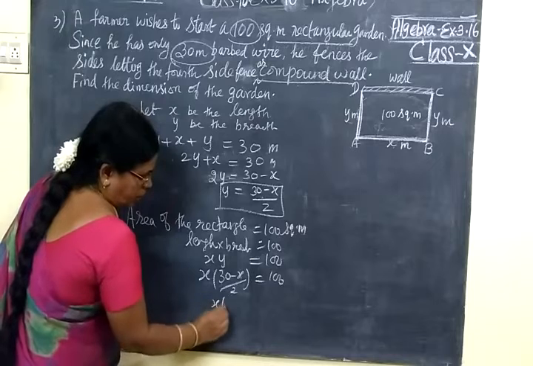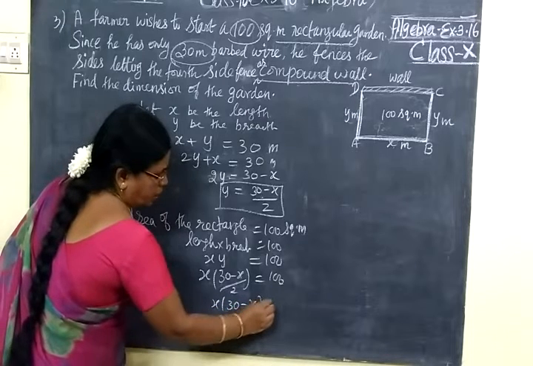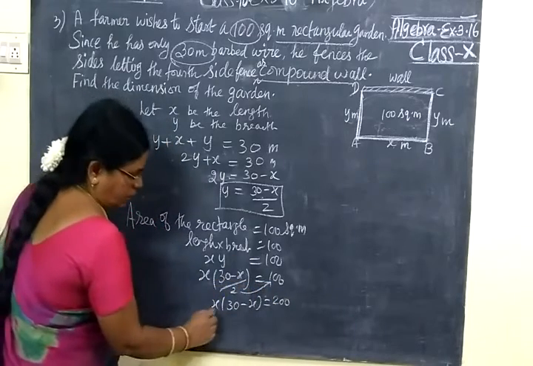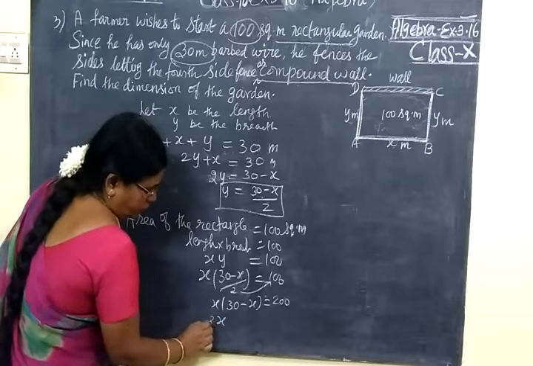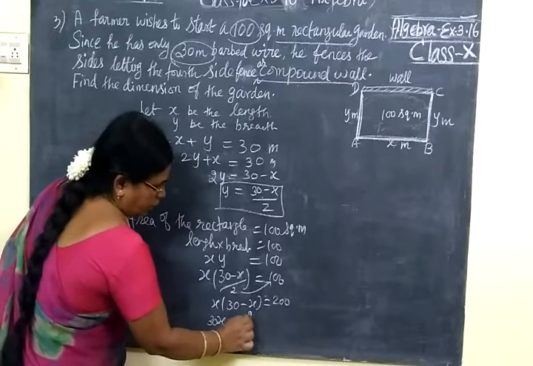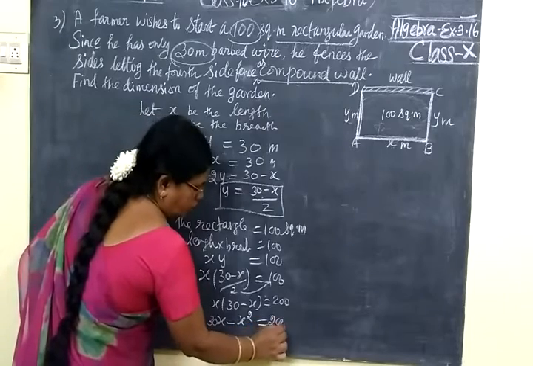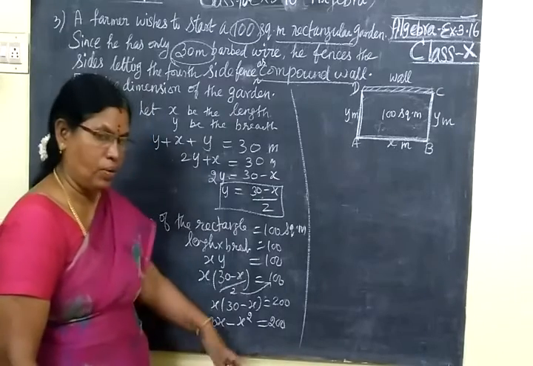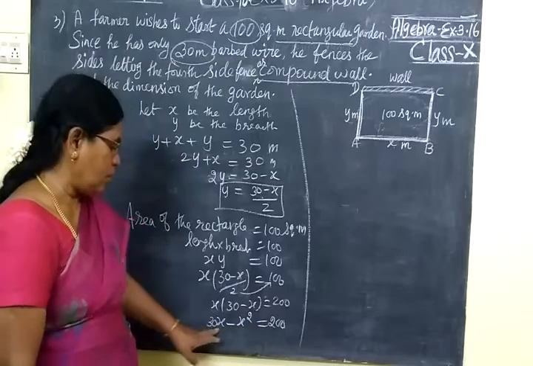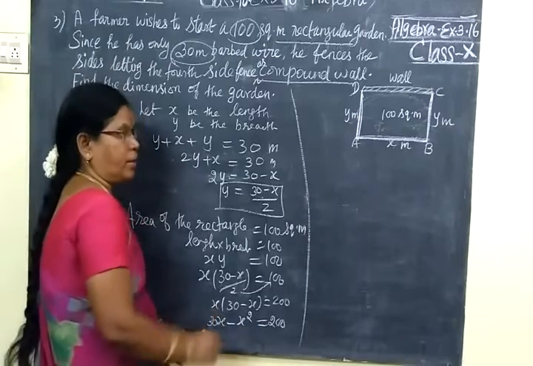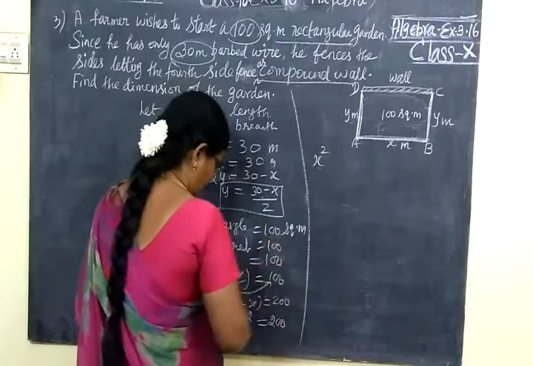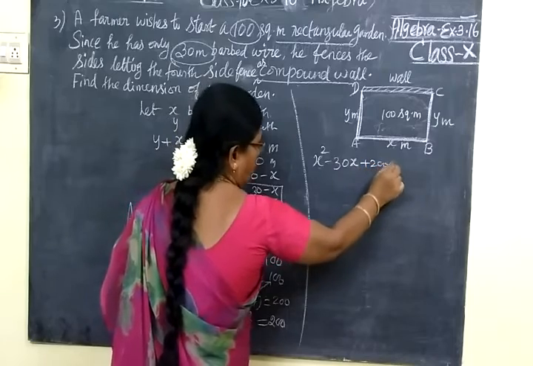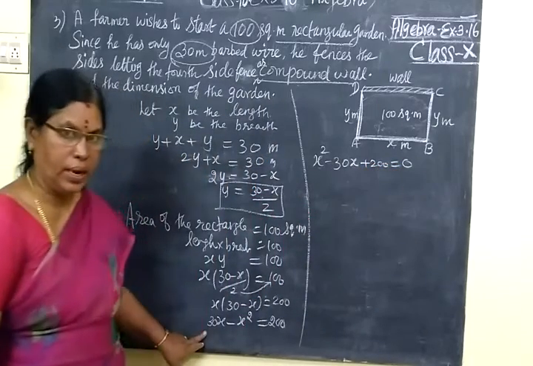Take 2 that side. So x into (30 minus x) equal to 200. You are taking 2 to the next side. x into 30, 30x, then minus x square equal to 200. So next you change the sign, any one side only you are changing the sign. So this side we are changing the sign because of minus x square. To avoid this, we write x square minus 30x, and 200 is same, plus only, because we are changing any one side only.